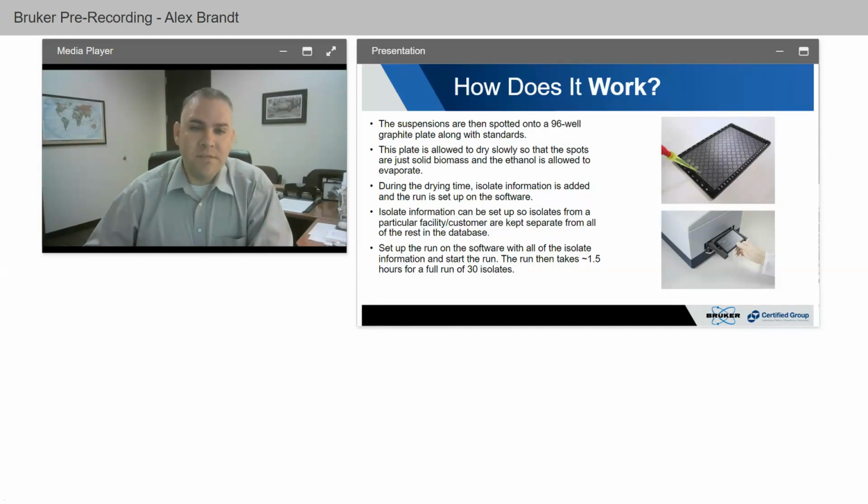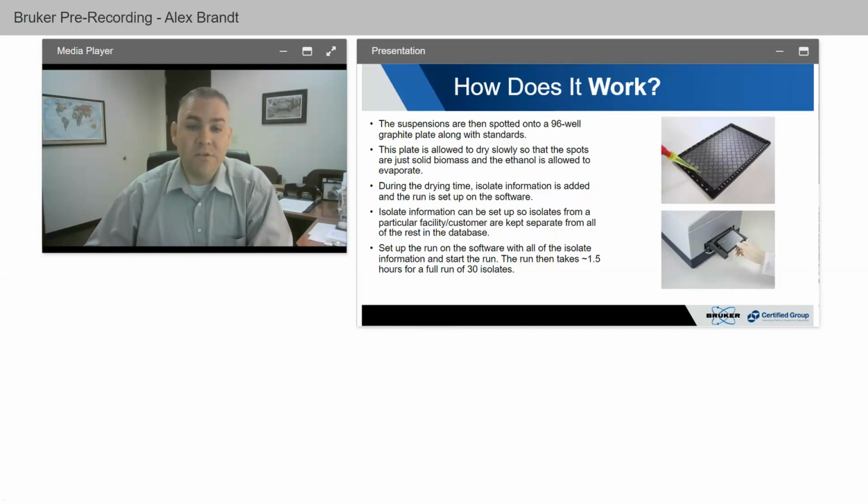The isolate information can be set up so that isolates from a particular facility or customer are kept separate from all the rest in the database. That was another key thing for us. We didn't want different facilities' isolates getting compared to each other. So you can easily set that up, setting them up as different species if you want, even for different facilities and different customers. That way you can avoid any kind of crossover when you do analysis later.